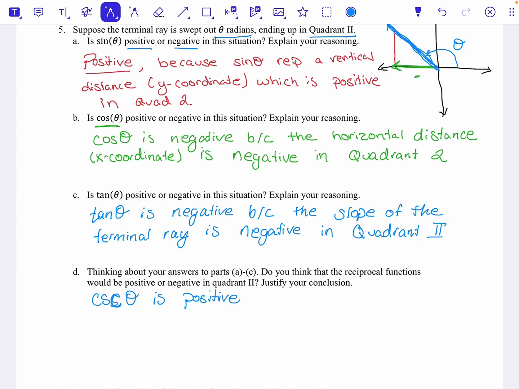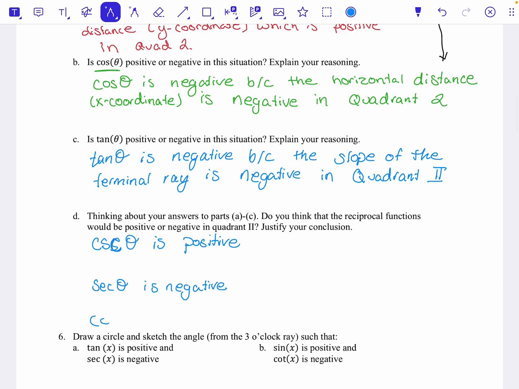Just as secant of theta is negative because it's the reciprocal of cosine, and cosine is negative. And cotangent is also negative because it's the reciprocal of tangent, and tangent is negative. So they should share the same signs as their original functions. The reciprocal functions are the same.